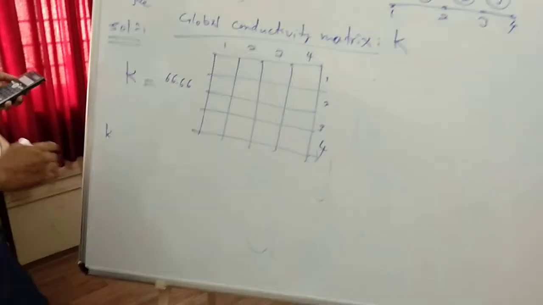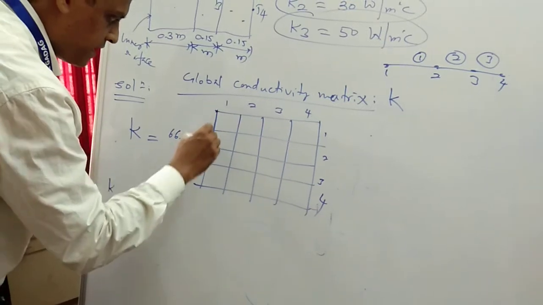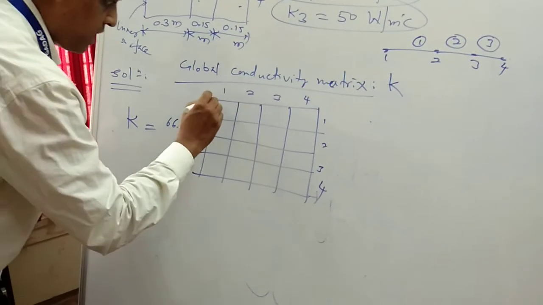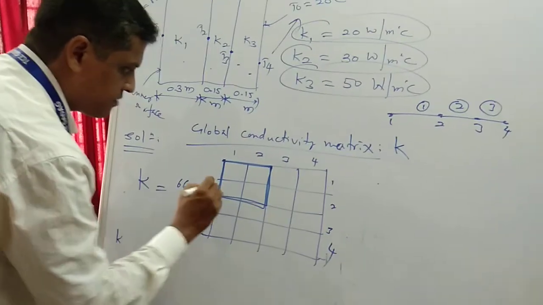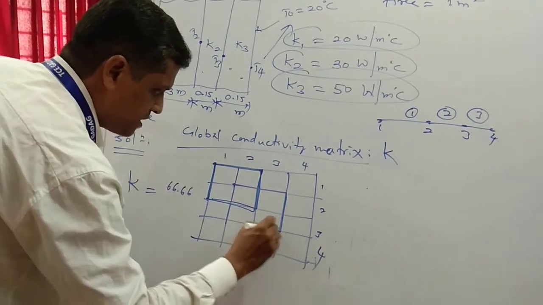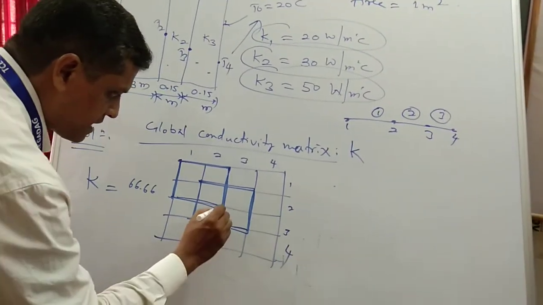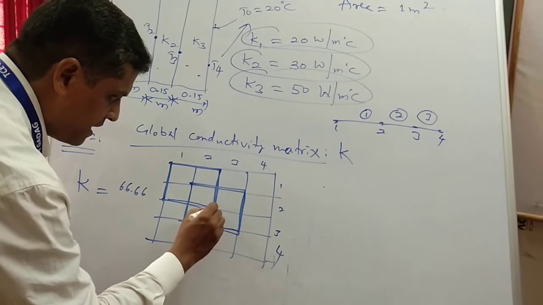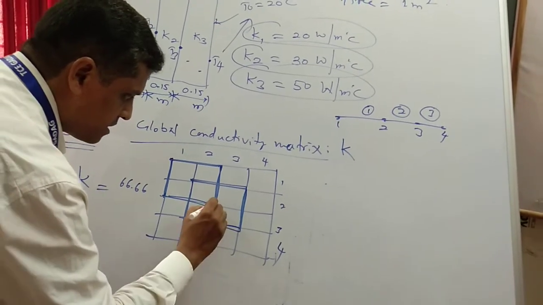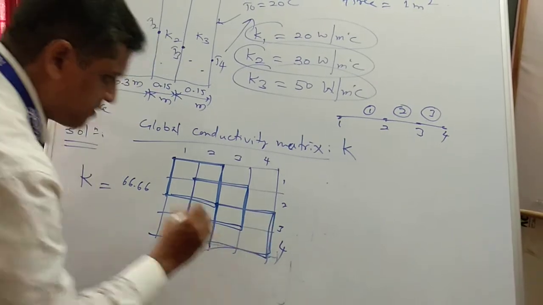66.66 is outside, and let us write the coefficients of the conductivity matrix for element 1 in this box. That shows DOF numbers 1 2, 1 2. For element 2, you write the coefficients of the conductivity matrix for element 2 in this box, that is 2 3, 2 3, and for element 3, you write the terms into this box 3 4, 3 4.